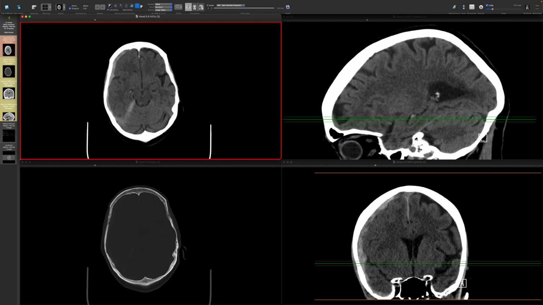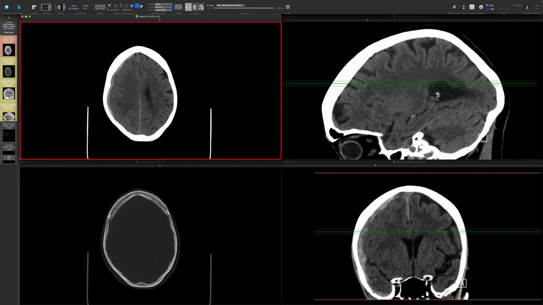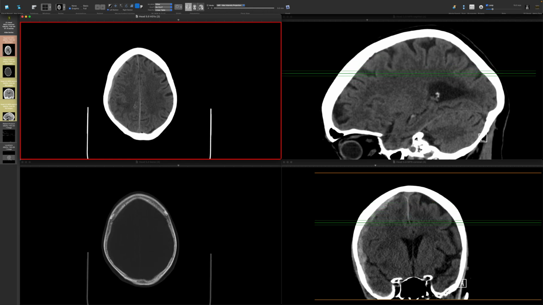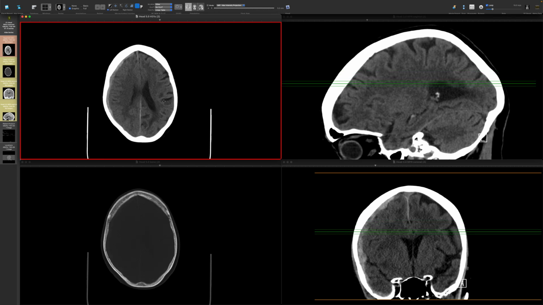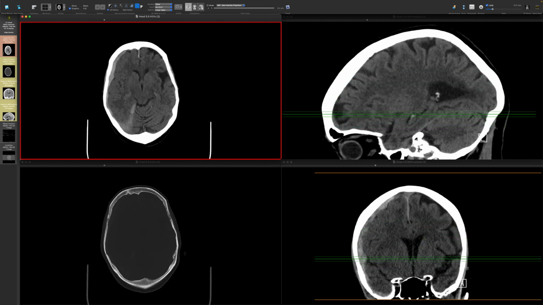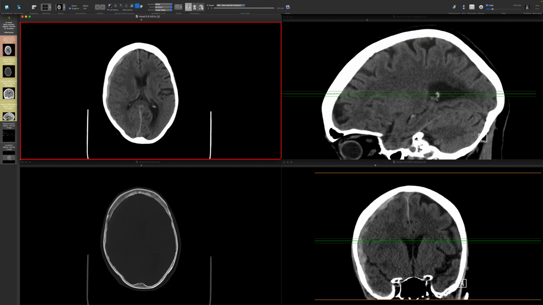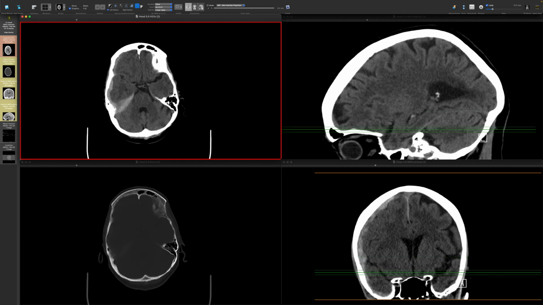Other findings, the basal cisterns are widely patent. Both the suprasellar cistern and the quadrigeminal plate cistern are normal. You can see that this patient has some underlying chronic white matter small vessel disease, these areas of low attenuation, kind of patchy throughout the cerebral white matter, very typical for chronic white matter small vessel disease. There's some underlying volume loss, as we talked about.